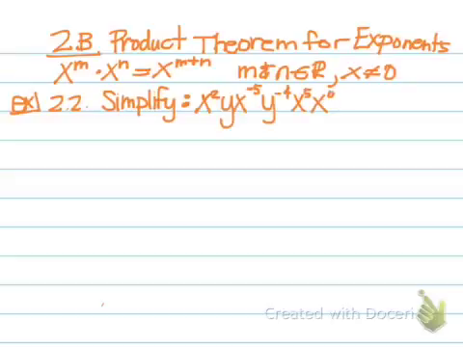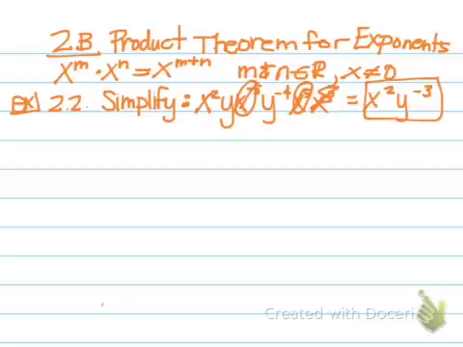Okay, so simplify x squared y, x to the negative 5th, y to the negative 4th, x to the 5th, x to the 0. The first thing I see is that x to the negative 5th and x to the 5th are opposites of each other. Negative 5 plus 5 is 0, so those are going to cancel out. X to the 0 is going to cancel out because it's equal to 1. So we're left with x squared, and then we have y to the 1 and y to the negative 4th. So that's going to be y to the negative 3.